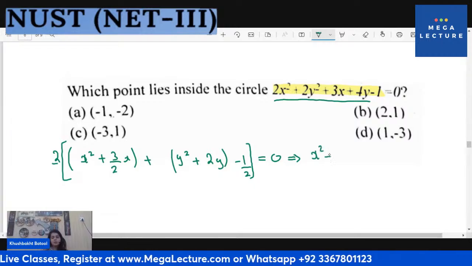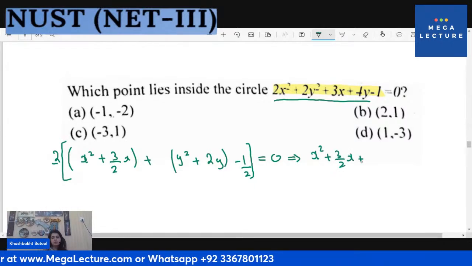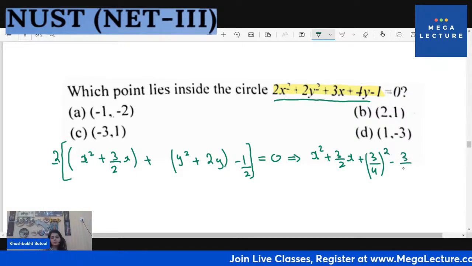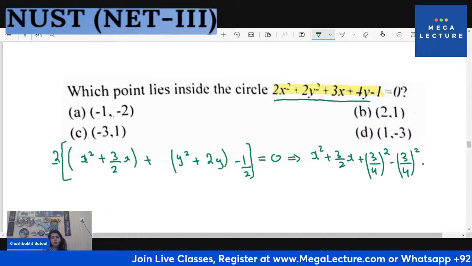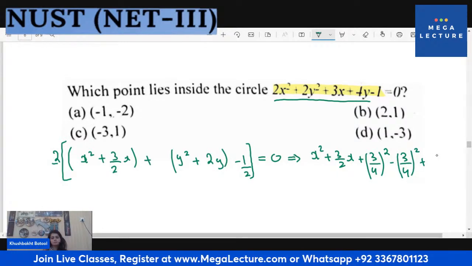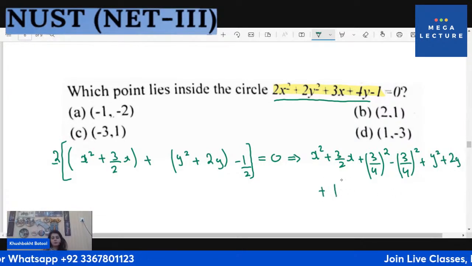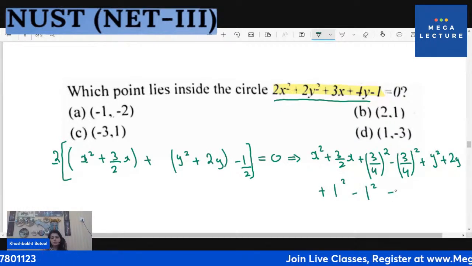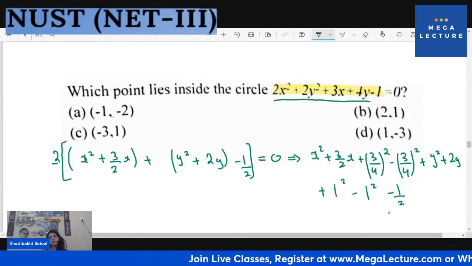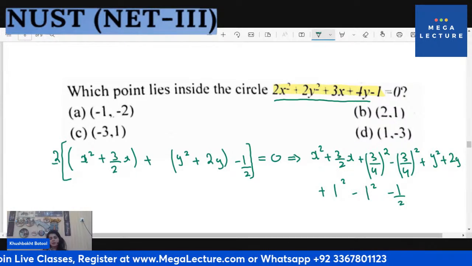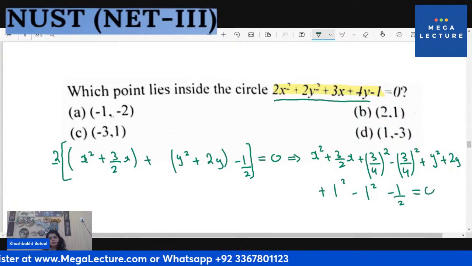Now we have x squared plus 3 by 2x plus half of the coefficient of x, that is 3 by 2, it would be 3 by 4 squared, minus 3 by 4 squared, plus y squared plus 2y plus 1 squared minus 1 squared minus 1 by 2. Students, in case of any confusions, you're more than welcome to stop me right now and I'll answer you directly. This is equal to 0.